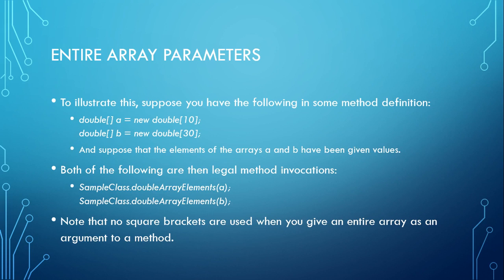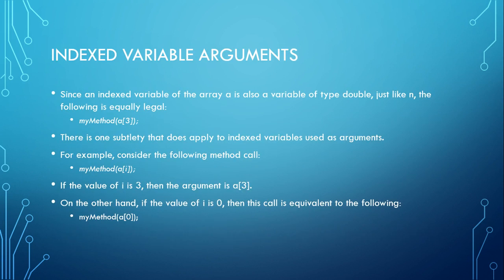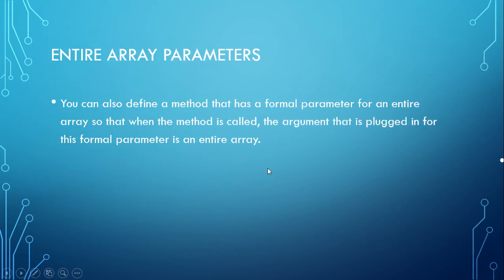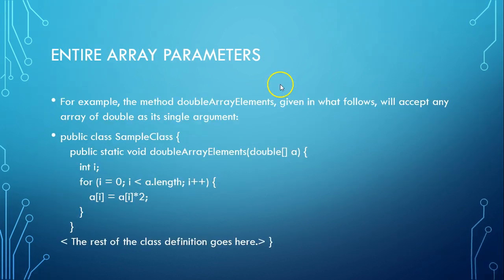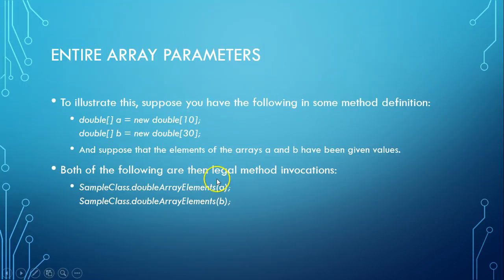You'll note that no square brackets are used when you give an entire array as an argument to a method. Compare that to, if we just back that up, when we use an index variable. When we did the method call, you'll notice that it was the name of the array, bracket, and then the value. When we pass an entire array, you'll notice that you're just simply passing in whatever the array name is.